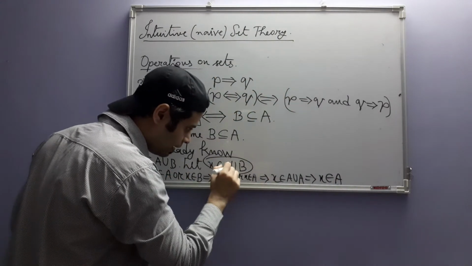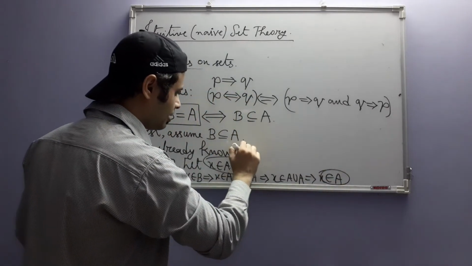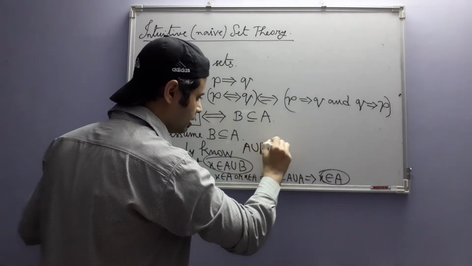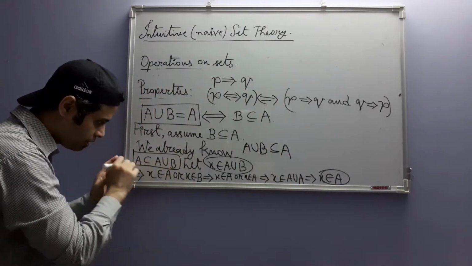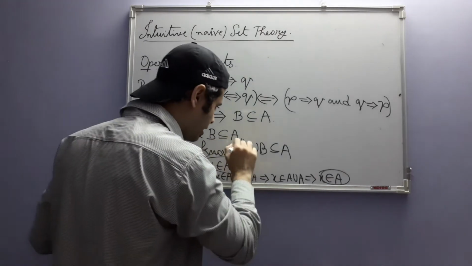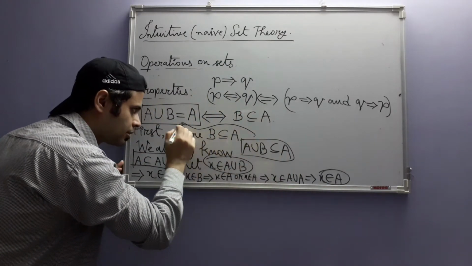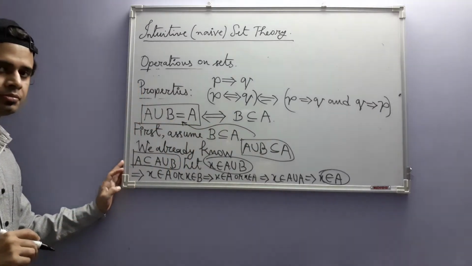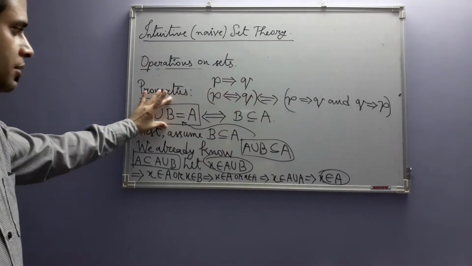Any element in A union B is an element in A. That means A union B is a subset of A. You combine these two, A is a subset of A union B and A union B is a subset of A. By the principle of extensionality of sets, you get this. Okay, so having assumed this, we have proved this.